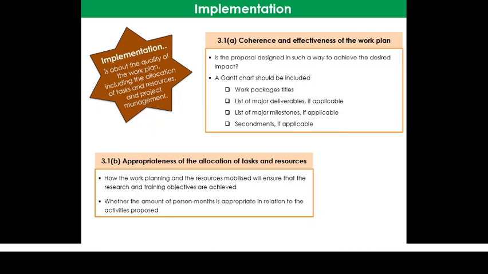You can describe your work packages using tables. Don't forget to add the Gantt chart because it is one of the important parts of this section. The table and Gantt chart should have work package titles, a list of major deliverables, a list of major milestones, and secondment if it is included. If a Gantt chart with sufficient detail is not included in the proposal, then it is likely that you will lose some score for this section.